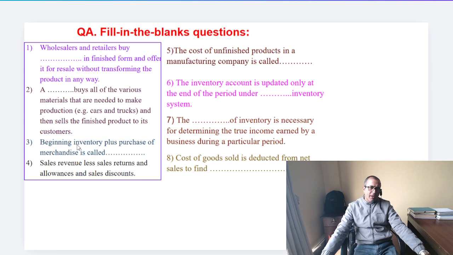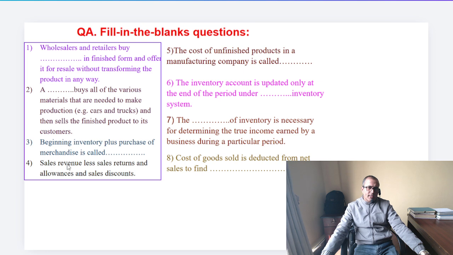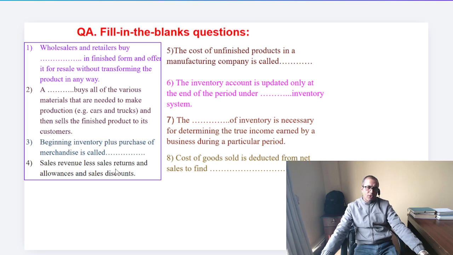This is all about beginning inventory plus purchase of merchandise, which is called the cost of goods available for sale. Okay. So this is the basic concept that you need to understand before valuing ending inventory and estimating the cost of goods sold. Now sales revenue less sales returns and allowances and sales discount is called net sales, friends. Okay. So net sales is the net revenue that would be realized by the company.